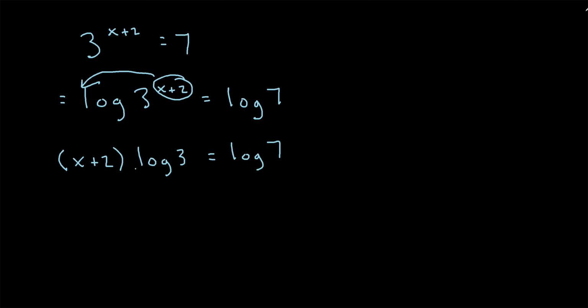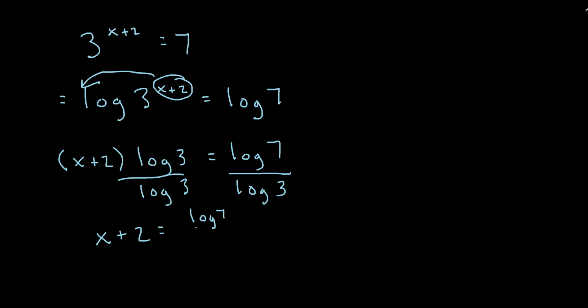All right, so to get x all by itself, we can divide both sides by log of 3. On the left-hand side, we're left with x plus 2 is equal to, and over here we have log 7 divided by log 3. So the last step to get x all by itself is to subtract a 2 from each side. So our final answer is x is equal to log of 7 divided by log of 3 minus 2. So that's the exact answer.